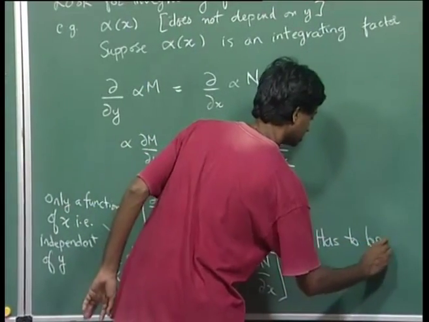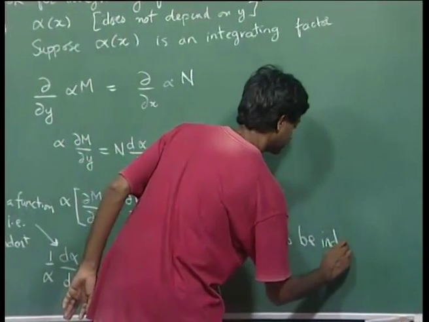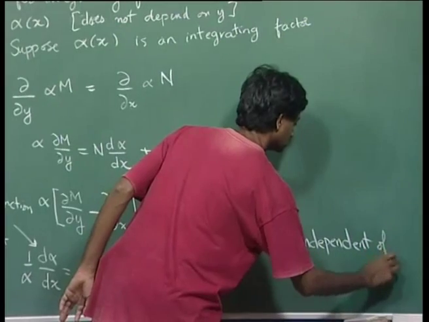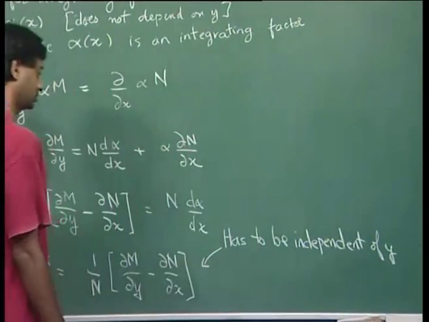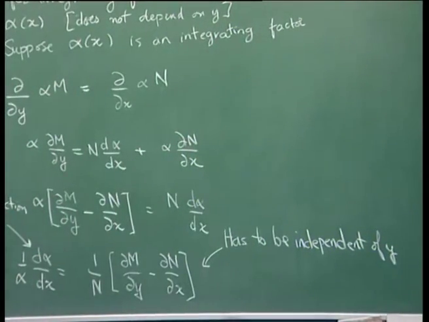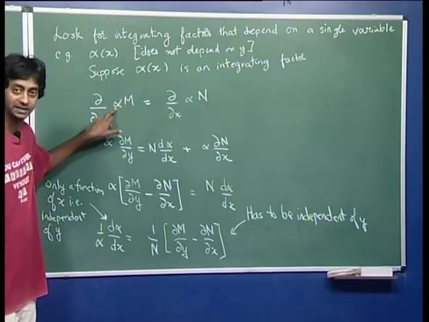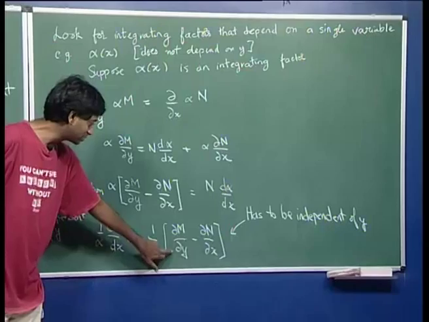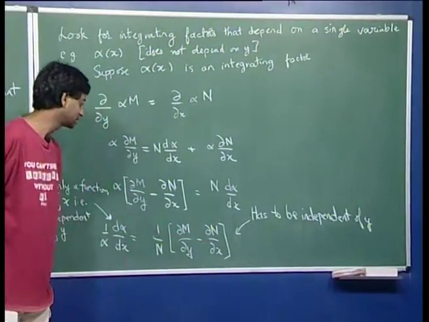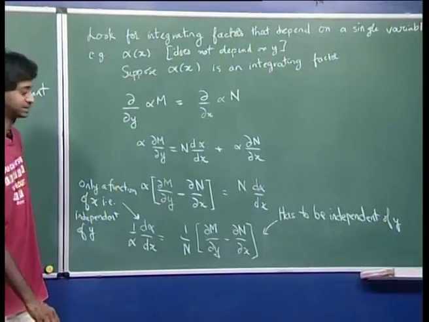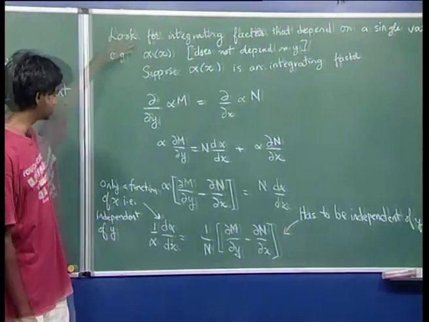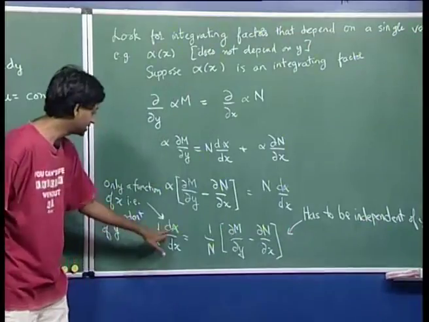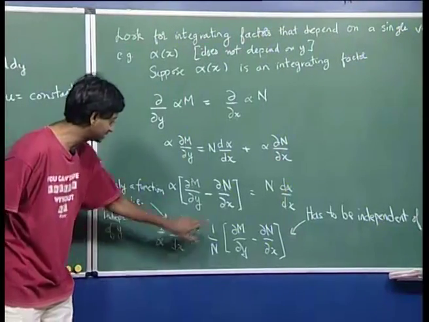And so the condition is that it has to be independent of y. Okay. So, the condition for there to exist an integration factor alpha which depends only on x is that 1 over n times dou m by dou y minus dou n by dou x has to be independent of y. Okay. So, if this condition is satisfied, if this is only a function of x, then you can calculate the integration factor by integrating out.